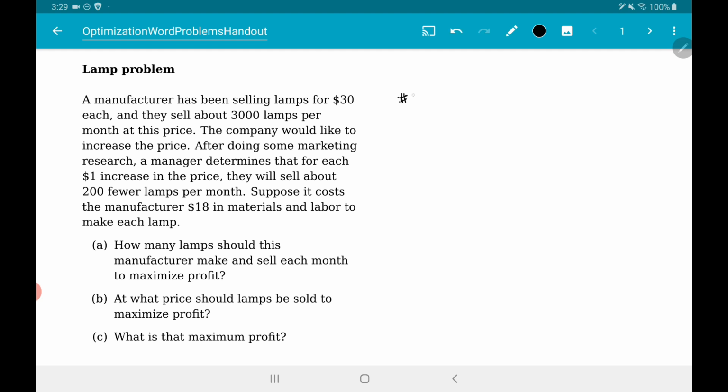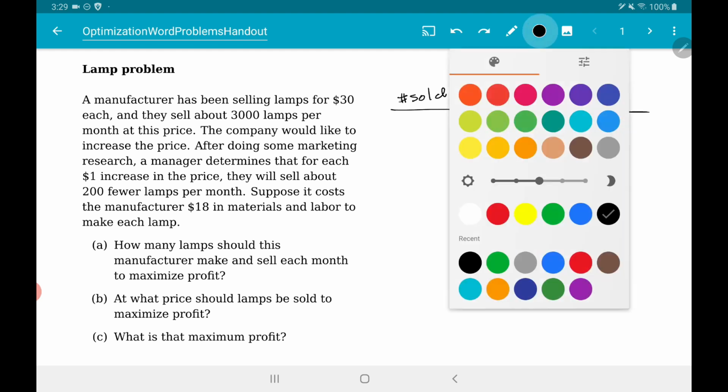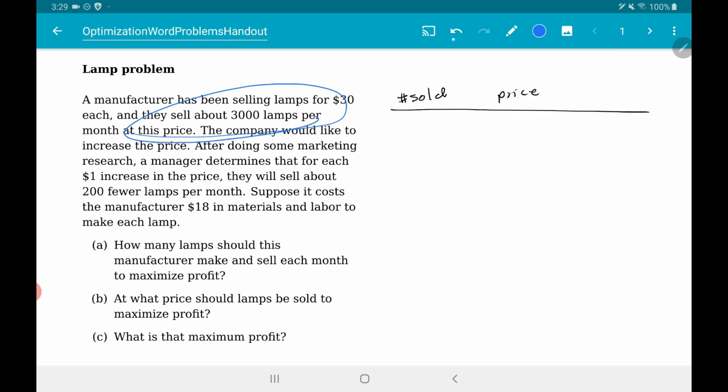So I'm going to begin just by making a little table here, and I'm leaving room for an extra column over here. I'll explain in a minute what goes there. So first, I'm going to put in the information about what the business is doing to start with. So they sell lamps for $30. That's a price. And under those conditions, they sell about 3,000 lamps per month. The per month business is just the time frame that this particular problem is expressed in.